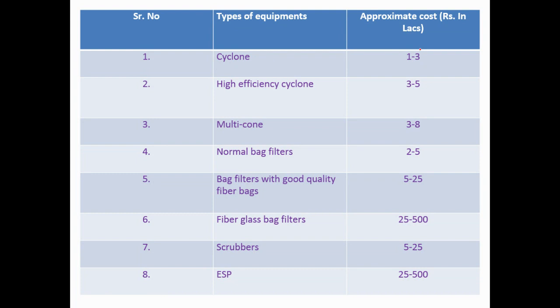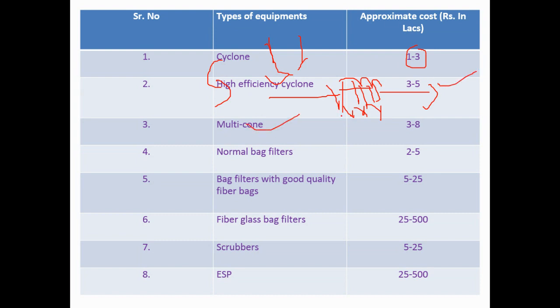Cyclone separator, the cost is 1 to 3 lakhs. Higher efficiency cyclone is 3 to 5 lakhs. What is the difference between a high efficiency cyclone and a cyclone? A cyclone is a single big cyclone separator, and a high efficiency cyclone has arrays of small cyclone separators connected in a series. That means small cyclone separators are connected one after another in a series. The cost is increased. Then multi cyclone, that is again more increased.